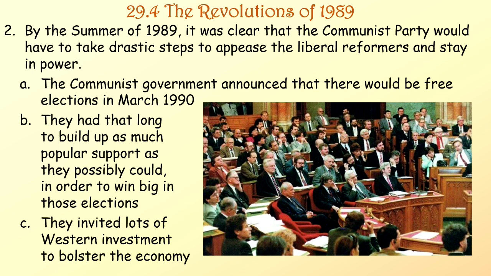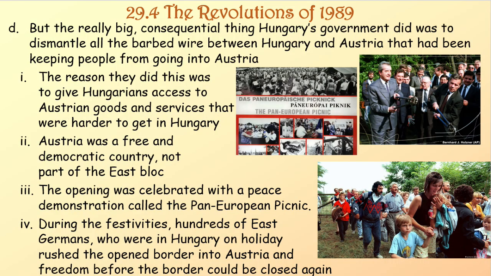The communist government announced that there would be free elections in March 1990, and they had that long to build up as much popular support as they possibly could in order to win big in those elections. And so they invited lots of Western investment to bolster the economy. But the really big consequential thing Hungary's government did was to dismantle all the barbed wire between Hungary and Austria that had been keeping people from going into Austria. The reason they did this was to give Hungarians access to Austrian goods and services that were harder to get in Hungary. Austria was a free and democratic country, not part of the East Bloc, obviously.